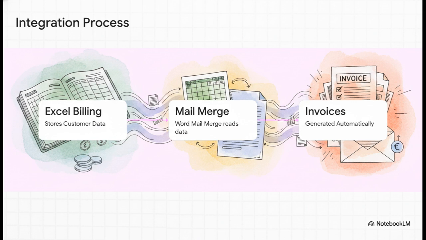Step 1. Your Excel billing sheet calculates the math and securely stores the customer and invoice data in your history database. Step 2. Your Word mail merge connects right to that database and reads the new data. Step 3. Professional invoices are generated completely automatically, and they're totally ready to print or email out.